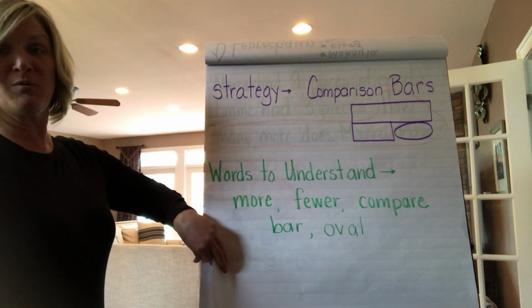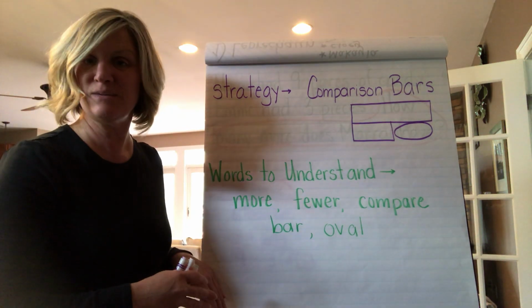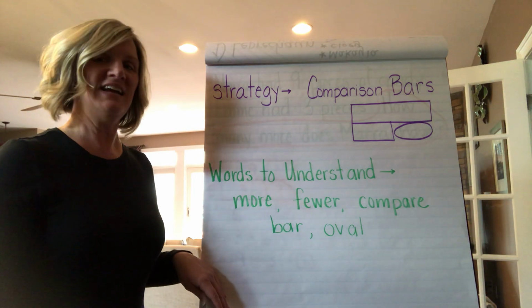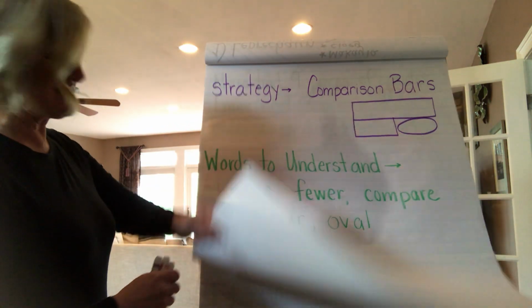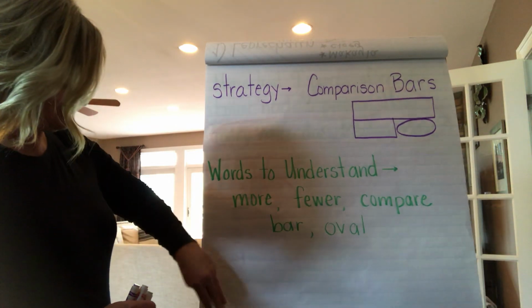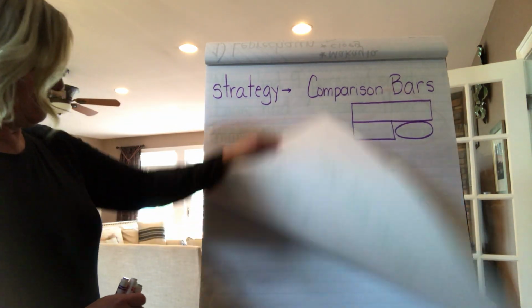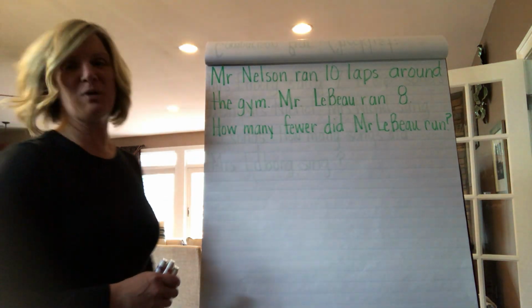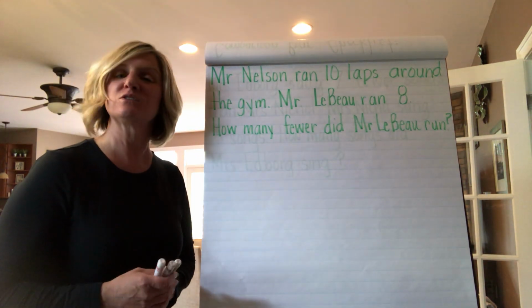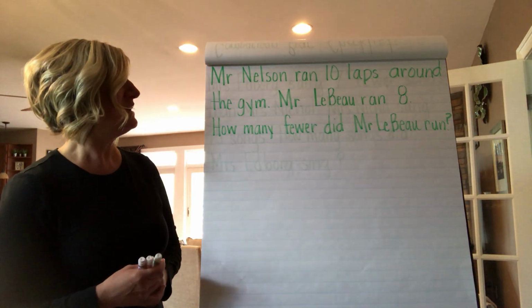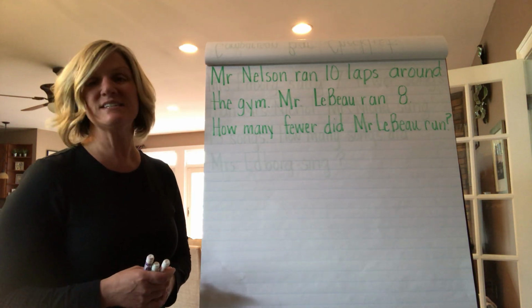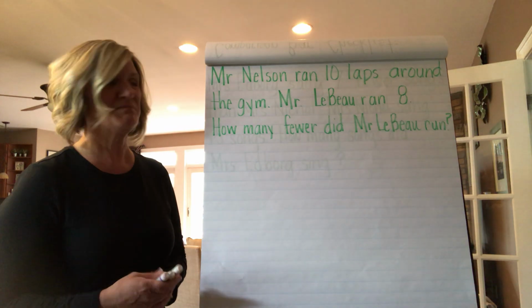The problem that we're going to work on today, it's not a candy problem with Mara and Emmy. It's not a washing dishes problem with Mr. and Mrs. Peroni. It is actually a problem with Mr. Nelson and Mr. LeBeau. Here it goes, mathematicians. Let's read the problem. Mr. Nelson ran 10 laps around the gym.